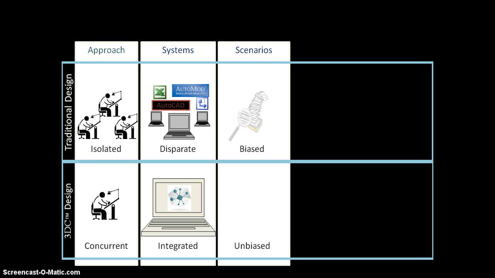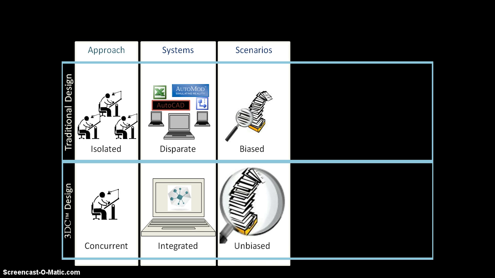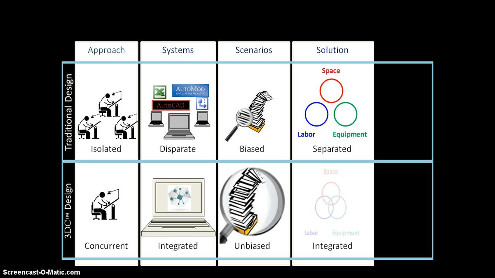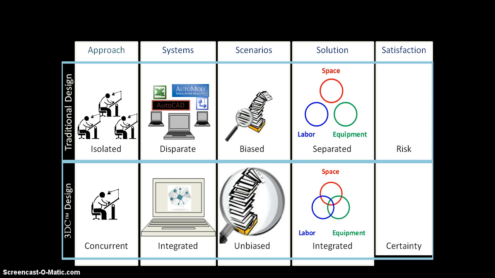Design scenarios, limited to one or two possible layouts, are instead defined by all combinations of design factors. The traditional solution, though likely functional, is a separated collection consisting of a space plan, a labor plan, and an equipment plan, while the 3DC design solutions are integrated in order to understand the trade-offs between space, labor, and equipment. The risk of traditional design leaves customers wondering whether a better way was overlooked. But satisfaction is complete when the customer understands that all solutions have been analyzed and costed.